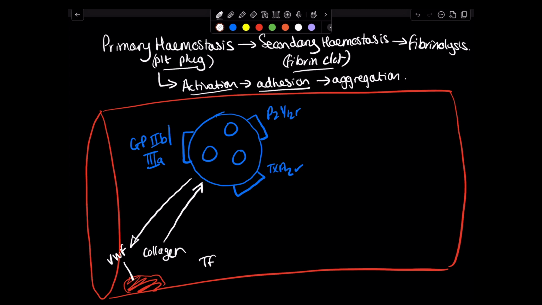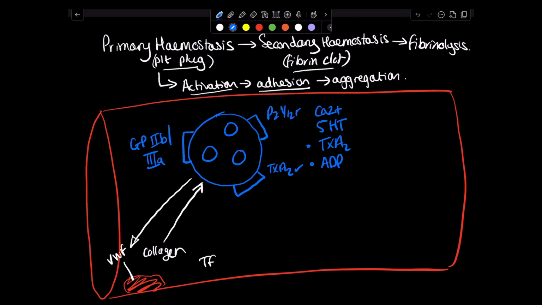When the platelets adhere to the vessel wall and they get activated, they release these dense granules which contain four things. Number one is calcium. Number two is serotonin, or 5-HT. Number three is thromboxane A2. And number four is ADP.